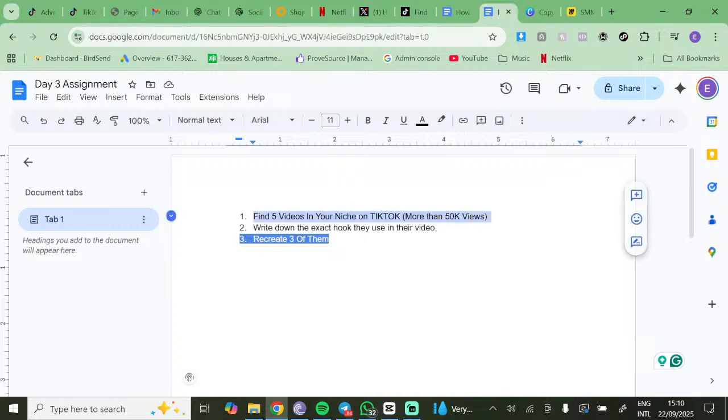Find 5 videos in your niche on TikTok, copy the links to those videos or screenshot them, then write down the exact hook that they use in their video. You can use this website I'm using right now. It's called Google Docs. It's free. You can download the app and write down the exact hook that they use in that video, okay? And then you can recreate that type of video. You can record it on your phone using the TikTok app or using your camera app.